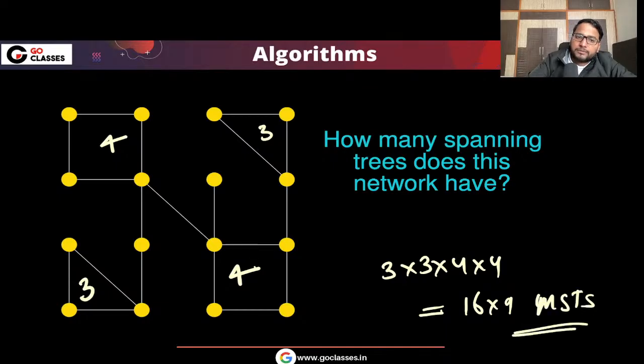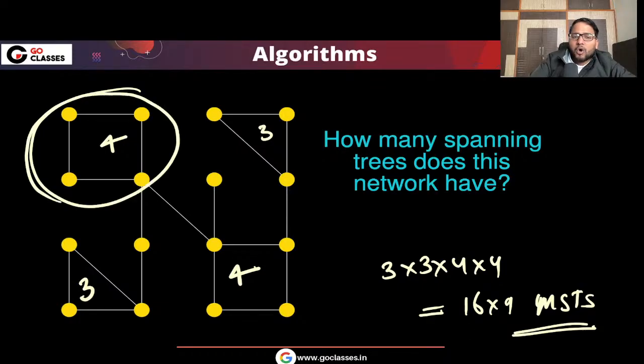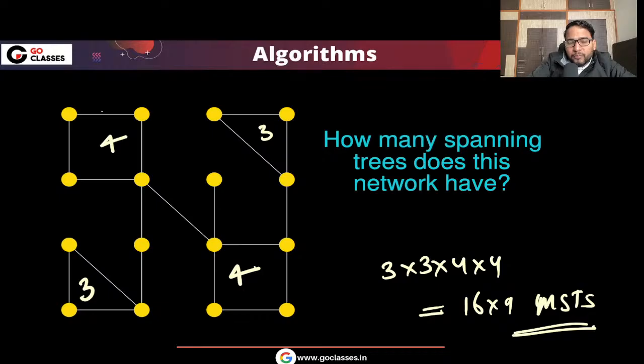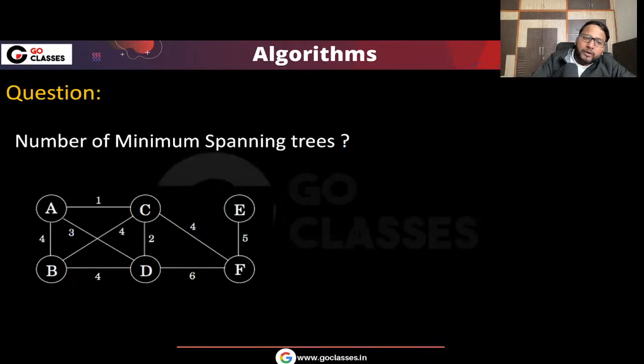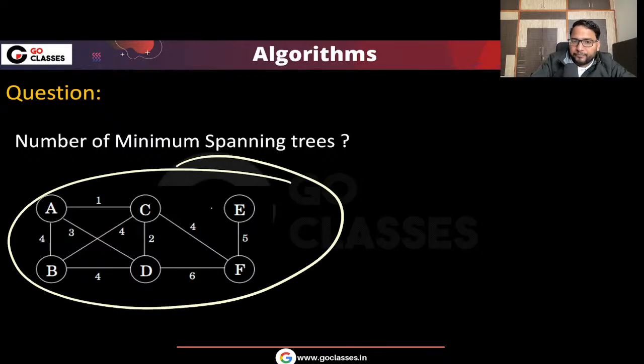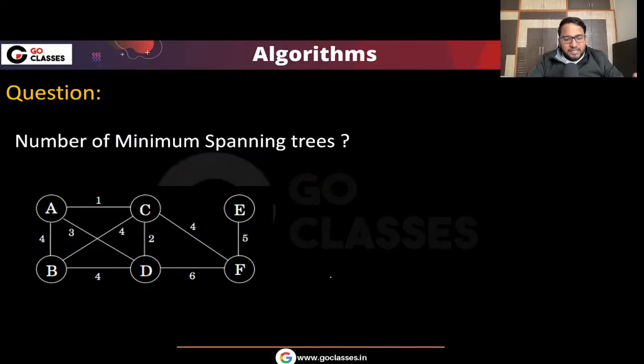There are four ways here to remove one of the edges, because this is a cycle and you want to remove one of the edges. So these are the four edges. Either you remove this, or this, or this, or this. So these many MSTs are possible. Now tell me how many MSTs are possible here. Just see this and tell me how many MSTs are possible here.